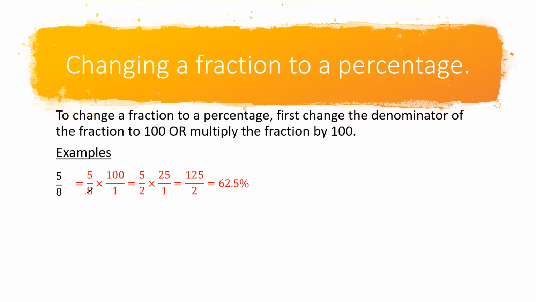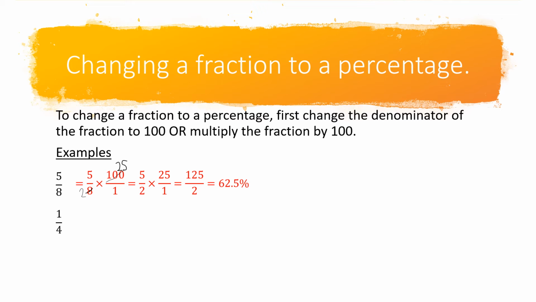Now we can simplify the 8 and the 100 by dividing them by 4. So 8 divided by 4 is 2, and 100 divided by 4 is 25. Now we have 5 over 2 times 25 over 1. We multiply across the top and across the bottom. So 5 times 25 is 125, and 2 times 1 is 2. 125 over 2, or 125 divided by 2, equals 62.5%.